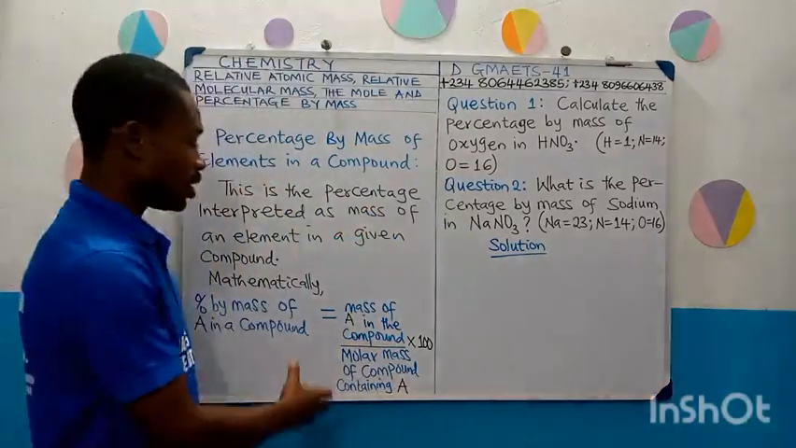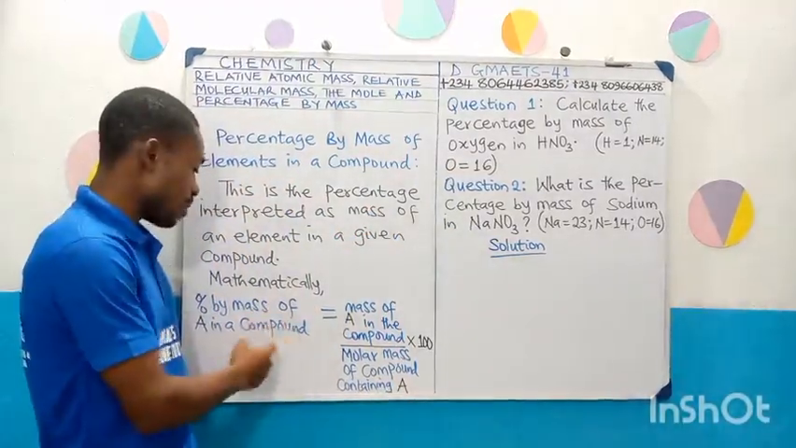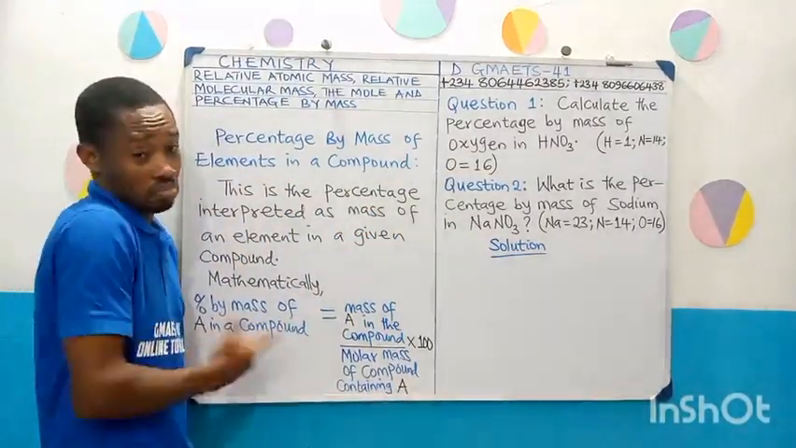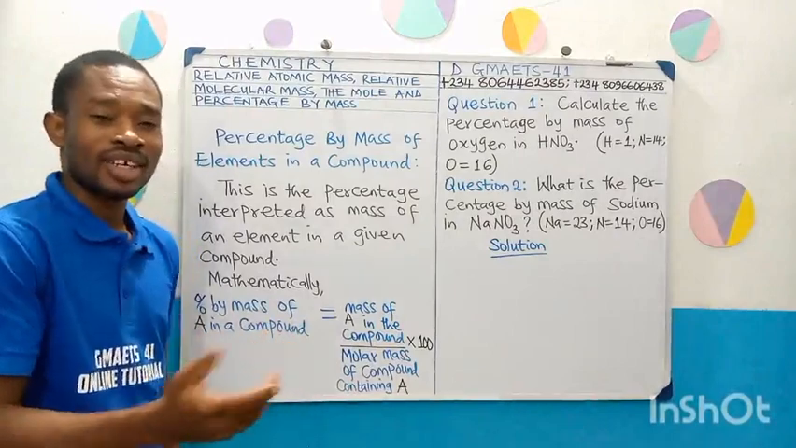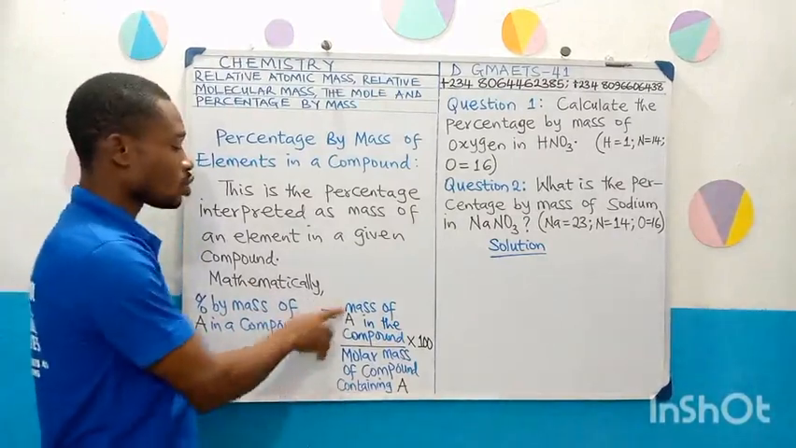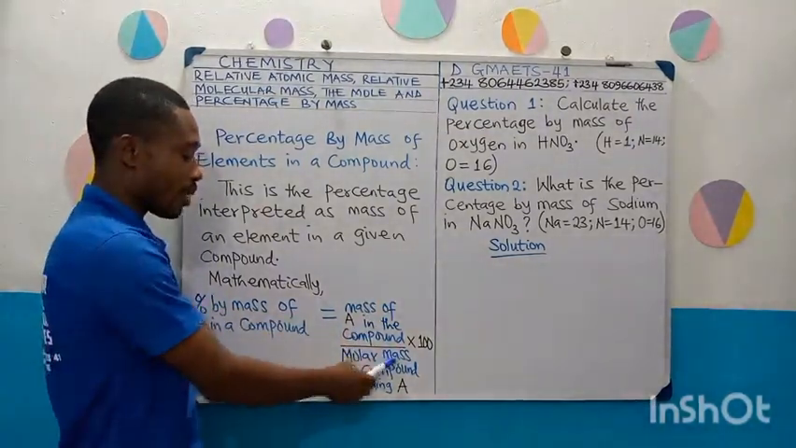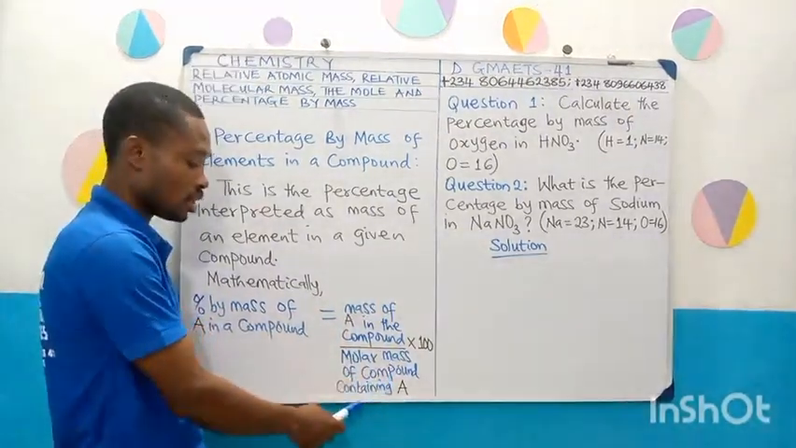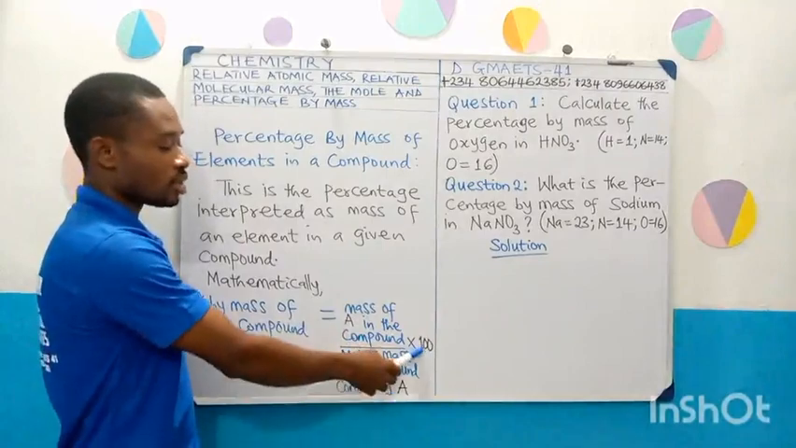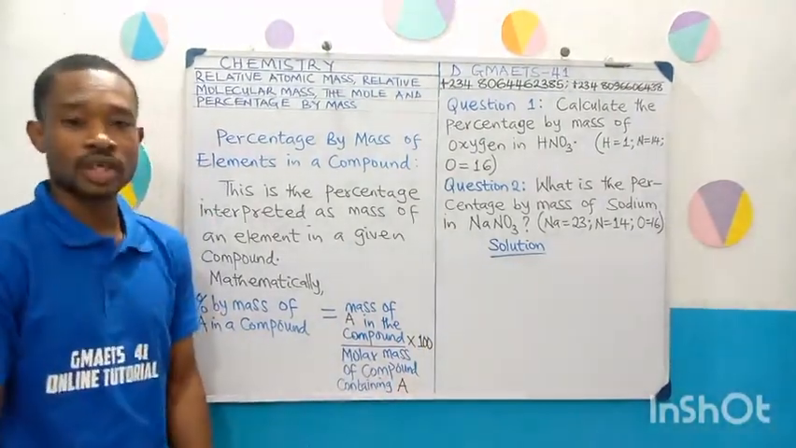So all we need is this formula. Percentage by mass of A, an example of an element in a compound, is equal to the mass of that A in the compound divided by the molar mass of that compound containing A. Then you multiply whatever you get by 100.